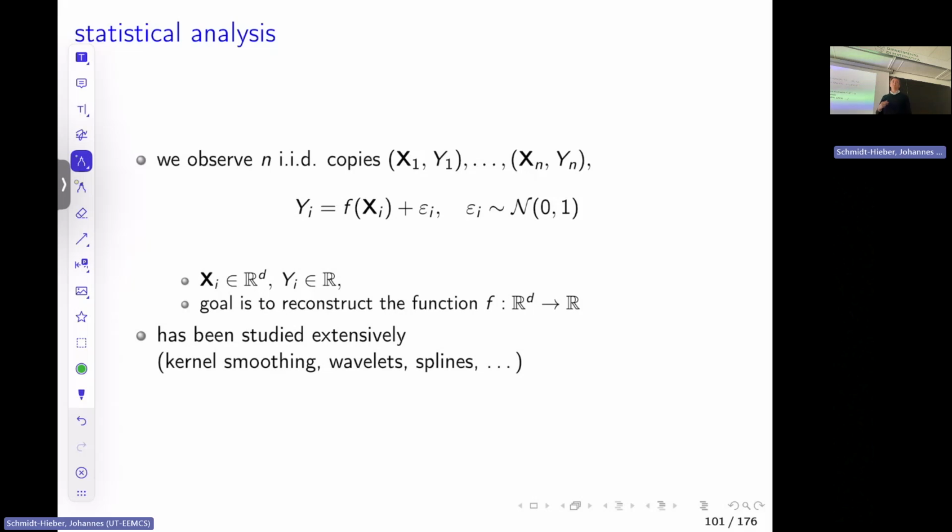One reason is because it has been studied a lot. It's like a benchmark model for supervised learning. We know a lot of optimality properties of other methods. We know what is optimal and so on in terms of these convergence rates. And then we can try neural networks and see how well they perform on this task.